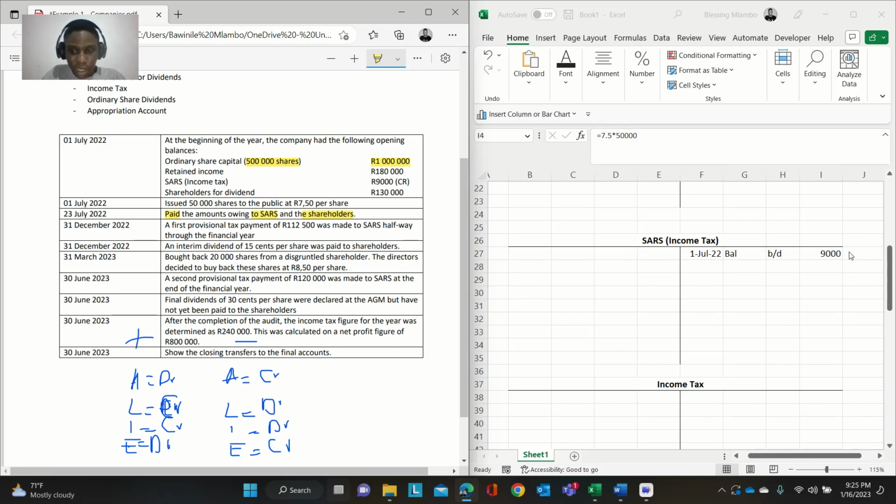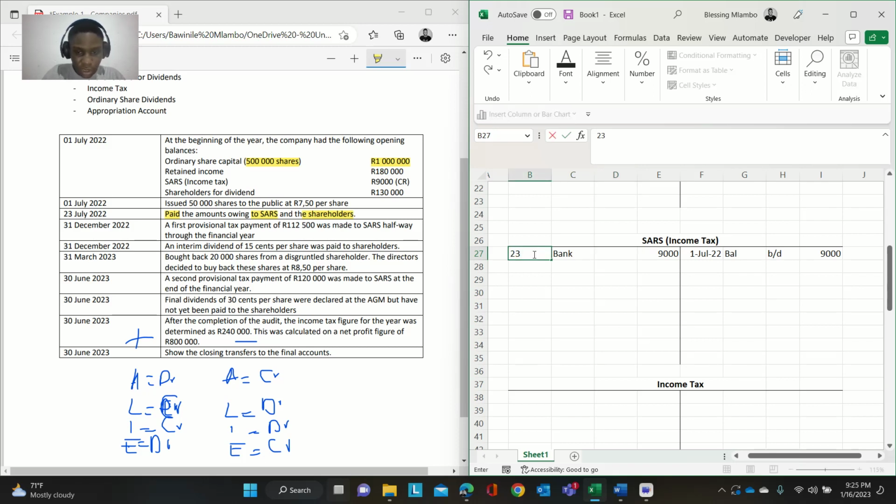So the company paid this account, and when they pay, this liability will decrease on the debit side, according to our rule. So we're gonna decrease this liability by 9,000. And when we're paying an amount, obviously bank is affected, and this happens on the 23rd of July 2022.